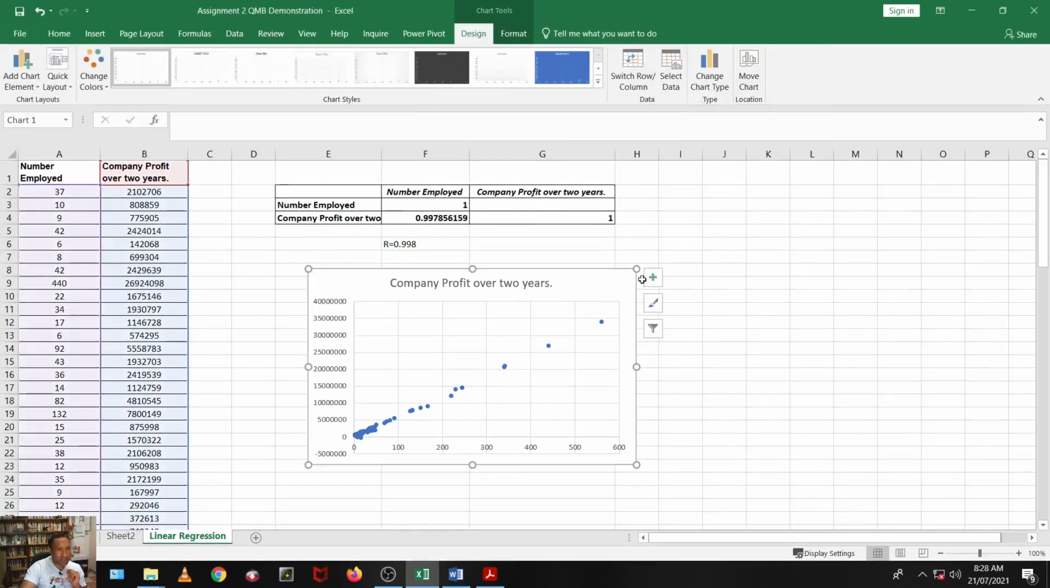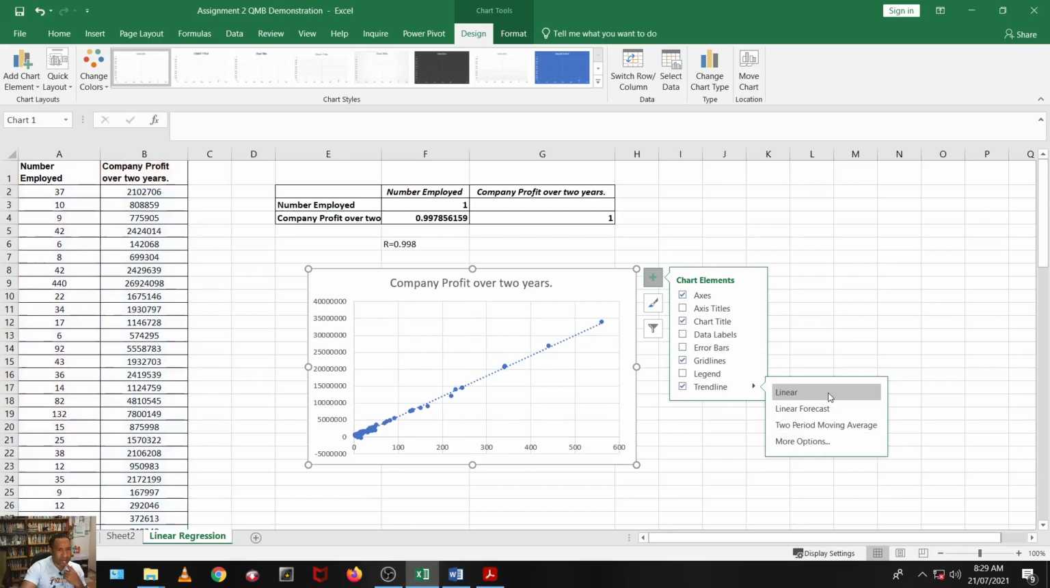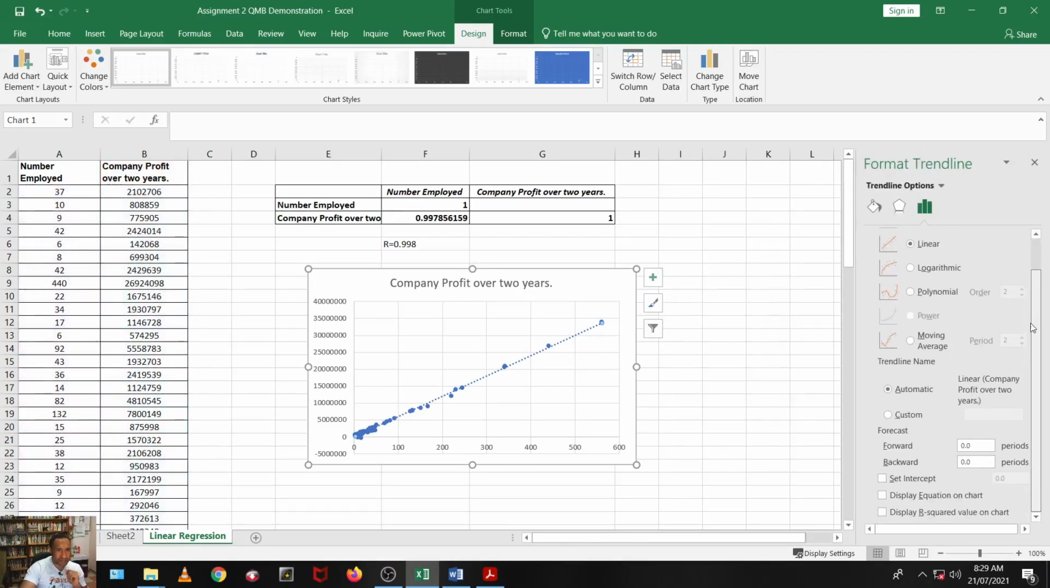Now, one thing that we can do is we can just click this plus sign on the right side of the graph here, and we'll add the trend line. Okay, so that's a trend line there, and then I like to put in the equation. Okay, so we click display r squared and click display equation on the chart, and so we've got our two.